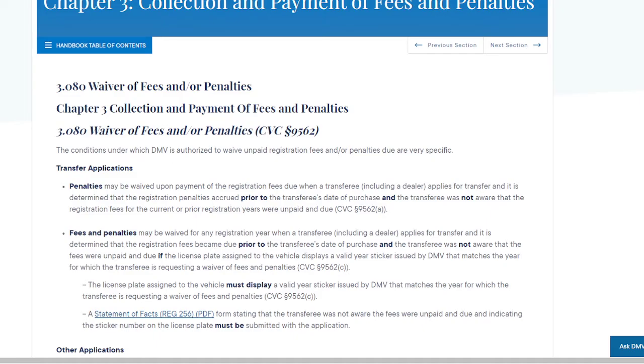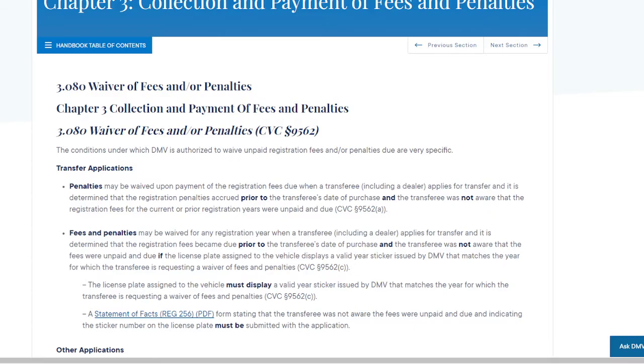Fees and penalties may be waived for any registration year when a transferee, including a dealer, applies for transfer and it is determined that the registration fees became due prior to the transferee's date of purchase and the transferee was not aware that the fees were unpaid and due.